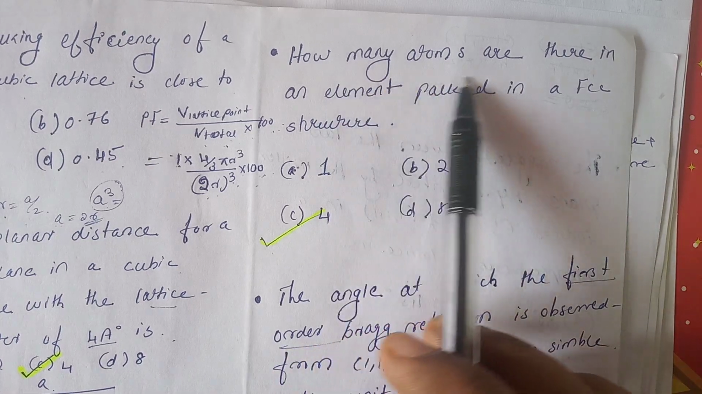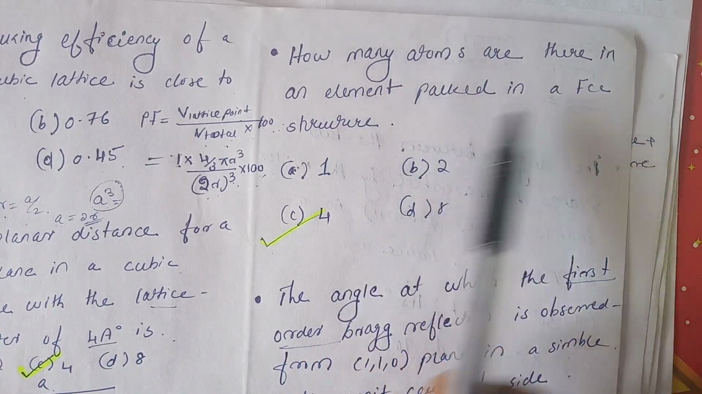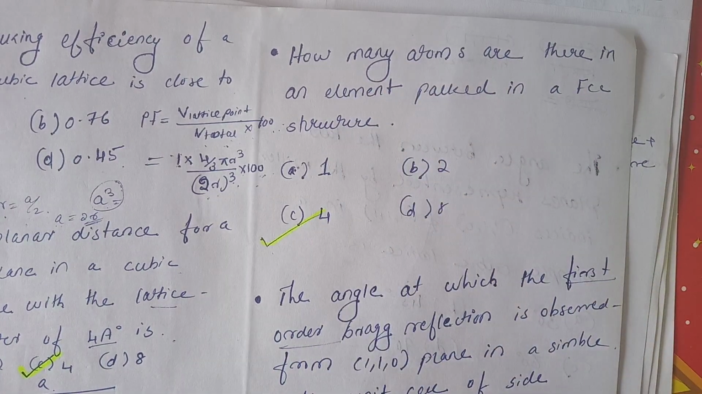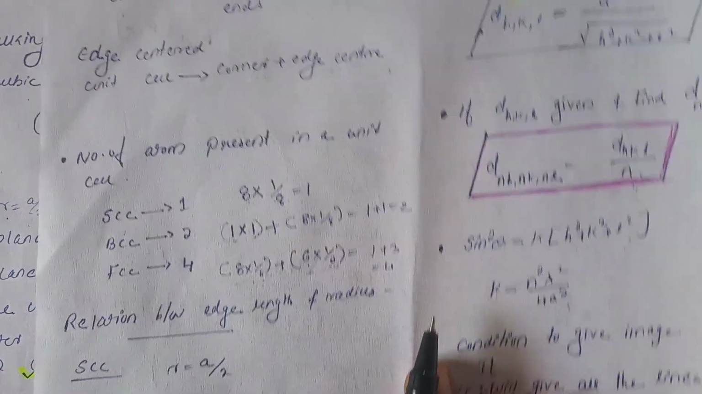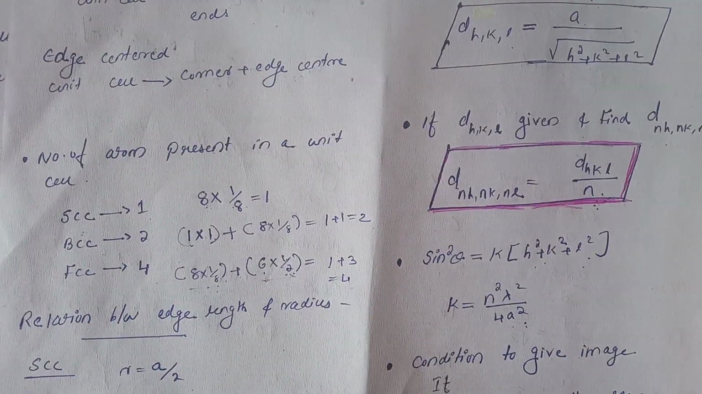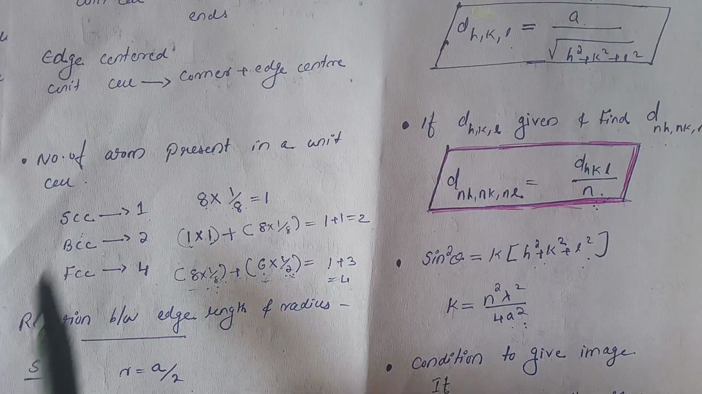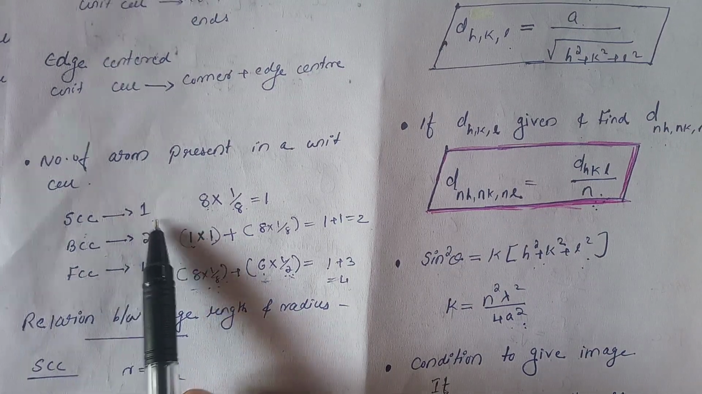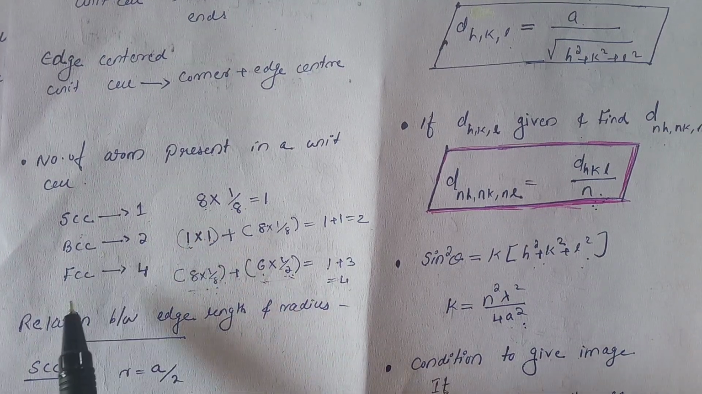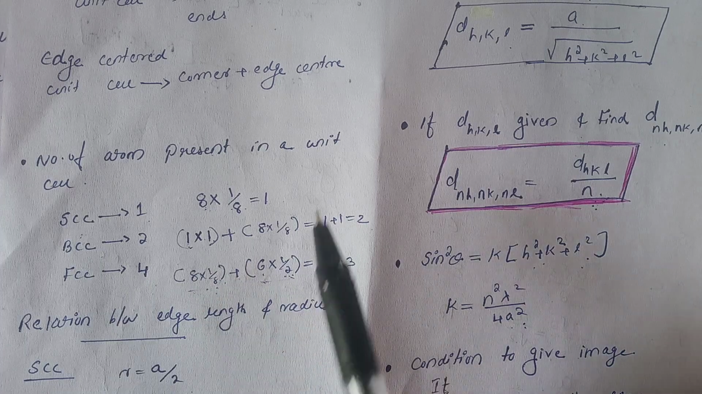Next question. How many atoms are there in an element packed in an FCC structure? These things are basic things which we have already studied. That is, number of atoms. Number of atoms in case of simple cubic is 1. In BCC it is 2. In FCC it is 4.